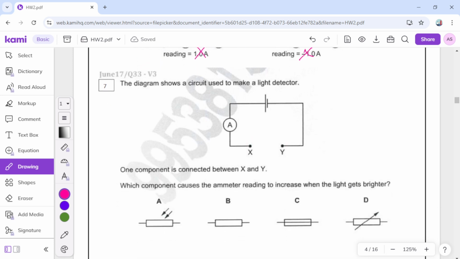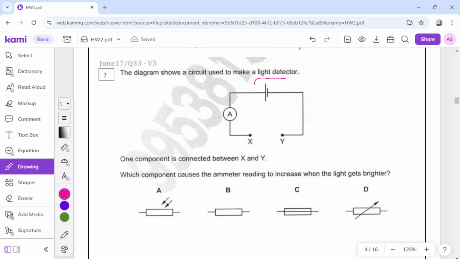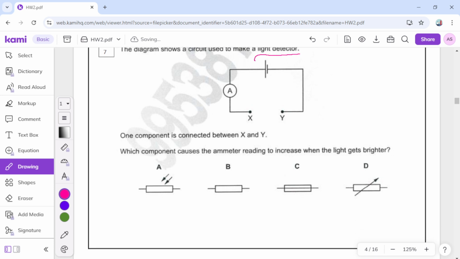The diagram shows a circuit used to make a light detector. If you want a light detector, you have to use what? Light dependent resistor. One component is connected with XY, which component causes the ammeter reading to increase when light gets brighter? Now I would choose what? The sensor for light, which is LDR, light dependent resistor. This is the symbol of LDR.